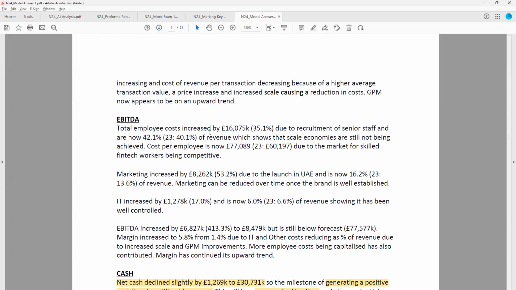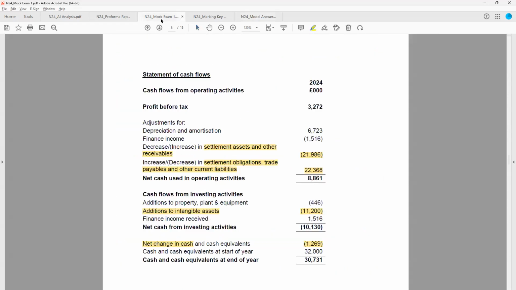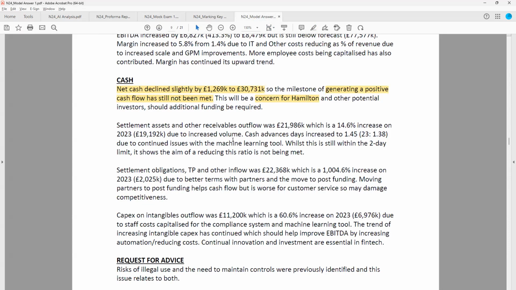So there are different ways you could structure your analysis for the cash. I would probably do it, say what the cash inflow or outflow was for the year and see how that compared to the previous year. So settlement assets and other receivables, the outflow is this. If you've got on the pro forma report what it was in the previous year, which you'll have, then it's easy to just quickly work out how different is that from the previous year. And that was due to increased volume, would explain part of that.